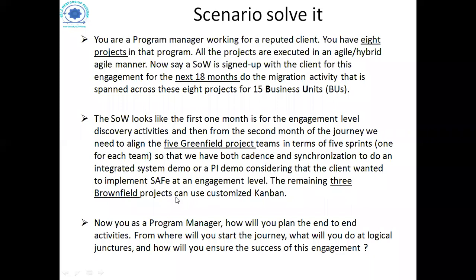The remaining 3 teams, because it is 5 plus 3, 8. The remaining 3 teams can use a customized Kanban because it's a brownfield kind of a project, enhancement or a maintenance kind of a thing.